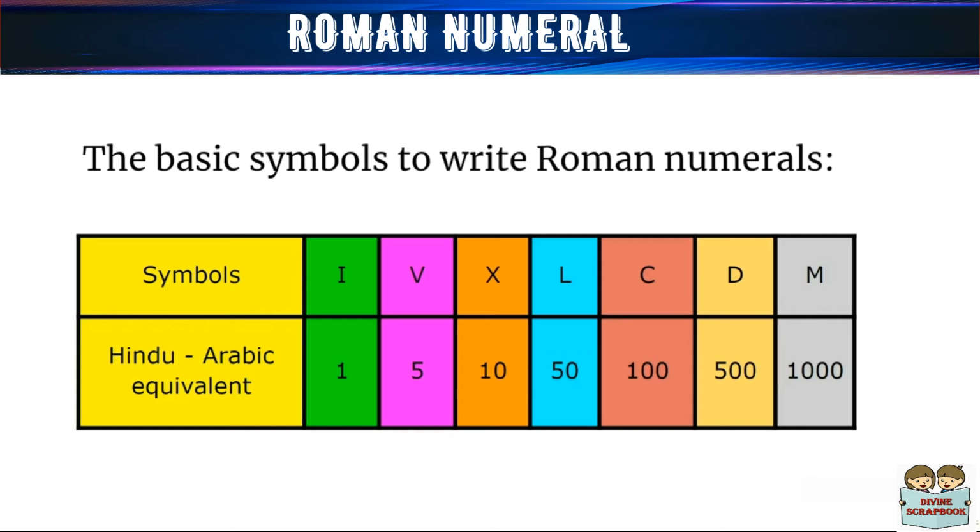Children, for what are they used on buildings? Yes, to mark the year of construction, etc. Now let's see how to convert Roman numerals to numbers. The basic symbols used to write Roman numerals are I, V, X, L, C, D and M, and the Hindu Arabic equivalent to I is 1, V is 5, X is 10, L is 50, C is 100, D is 500 and M is 1000.